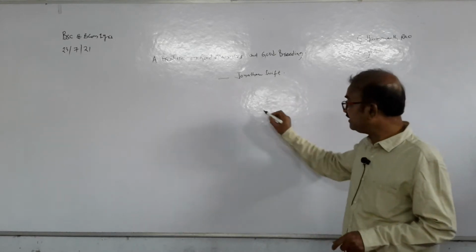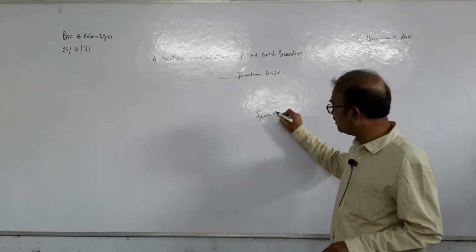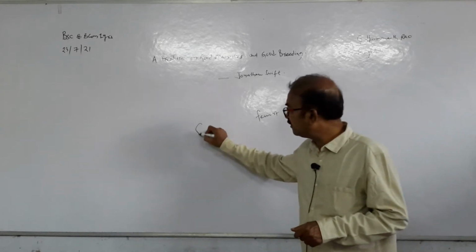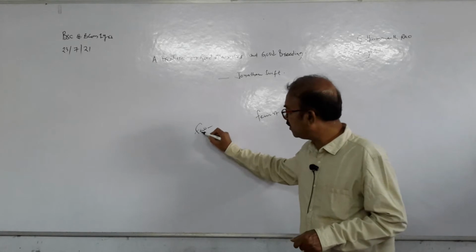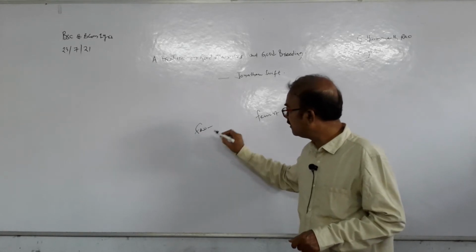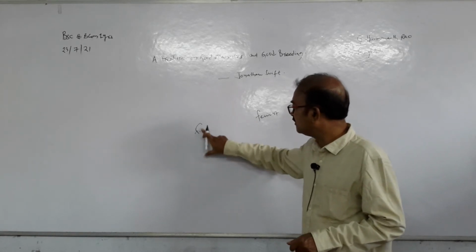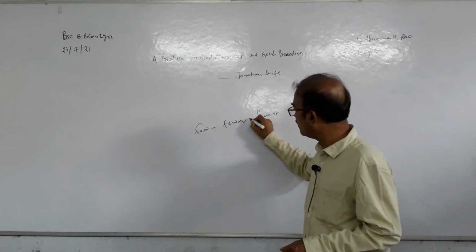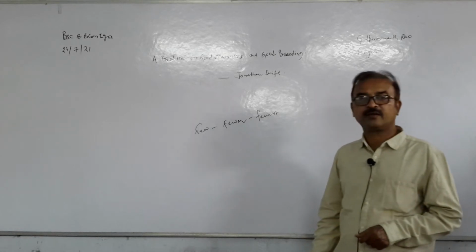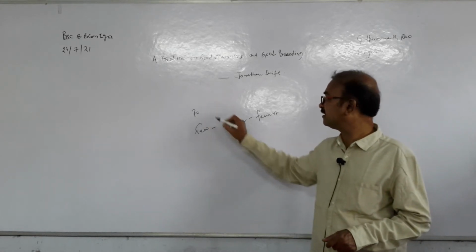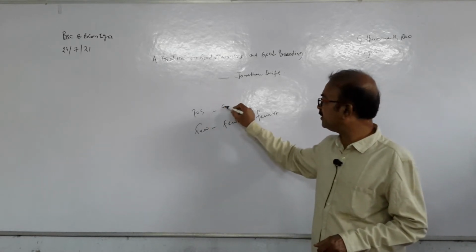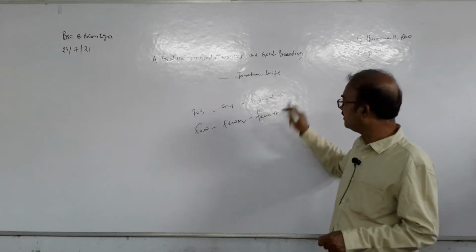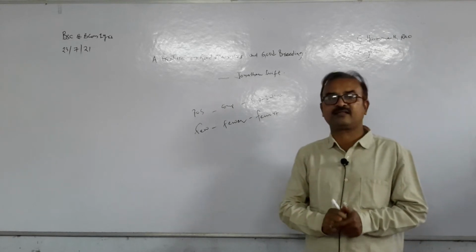Now check this one, girls. I'm writing this one: fewest. This is the superlative degree of few. Few is the positive degree, fewer is the comparative degree, and fewest is the superlative degree. Now the word used here is the superlative degree, fewest.